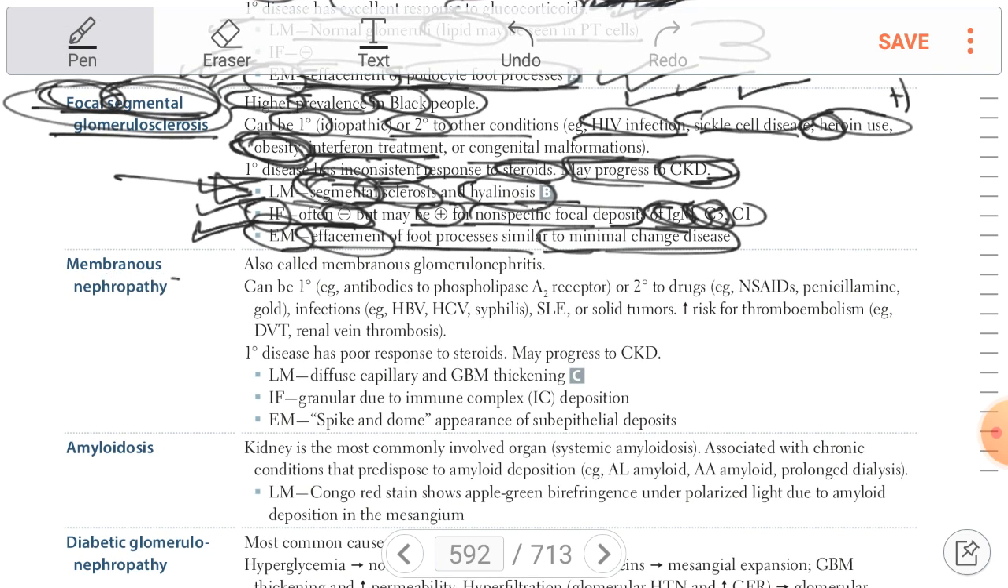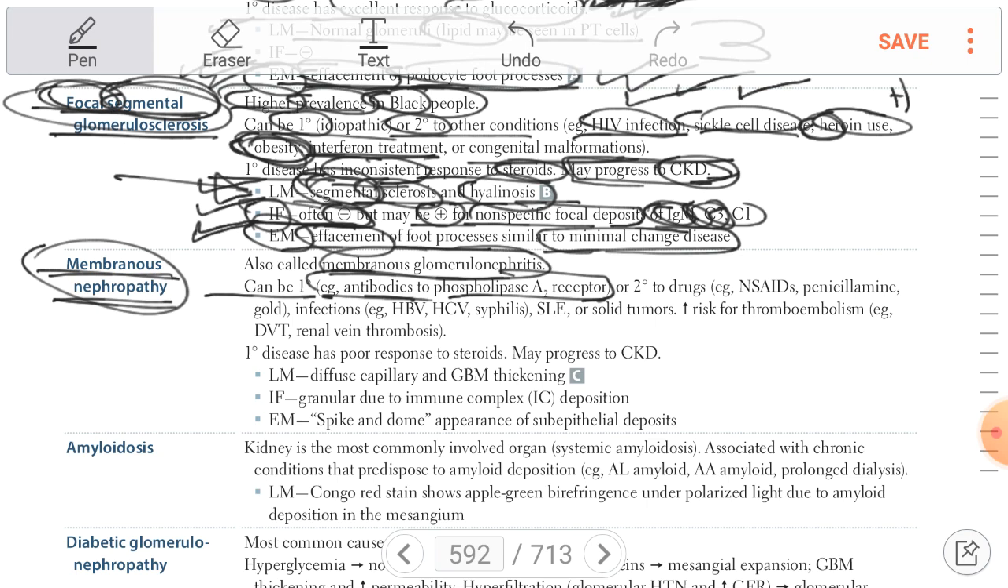Then this is the main one, membranous nephropathy, called membranous glomerulonephritis. It can be primary due to what? The antibodies to phospholipase A2 receptor, and this is so important because he will ask you about this case. This is a typical case of nephrotic syndrome with heavy proteinuria more than 3.5 grams per day, and he will ask you there are positive antibodies against phospholipase A2 receptor. So what is this case?